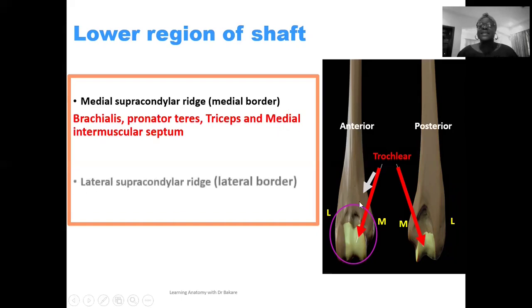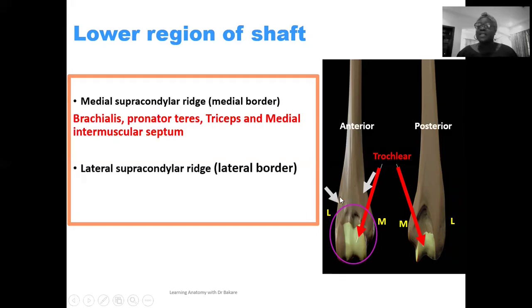Well, on the lateral side here, we have the lateral supracondylar ridge. This lateral supracondylar ridge is also an inferior region of the shaft of the humerus, and it is seen as an inferior continuation of the lateral border of the humerus. Remember, we already described the lateral border in our previous slide. So if we go towards the inferior region of the shaft, you have this lateral border transformed into a ridge. And this is what is referred to as the lateral supracondylar ridge.